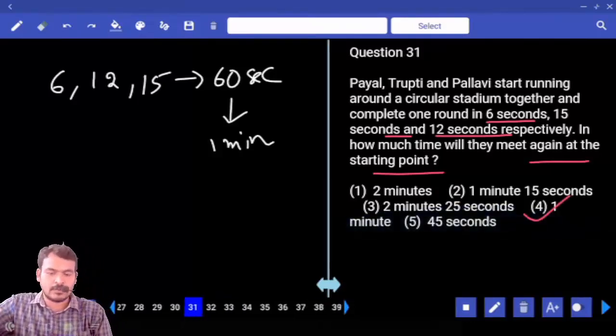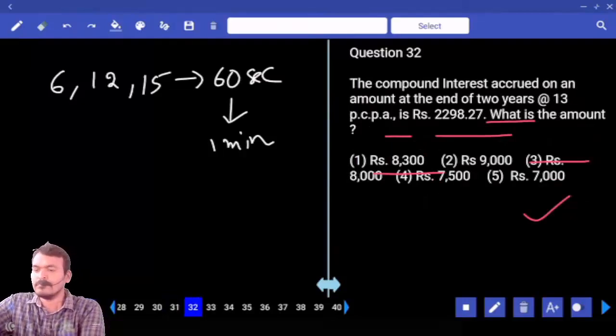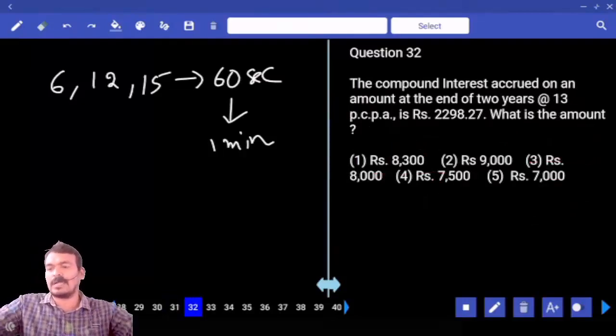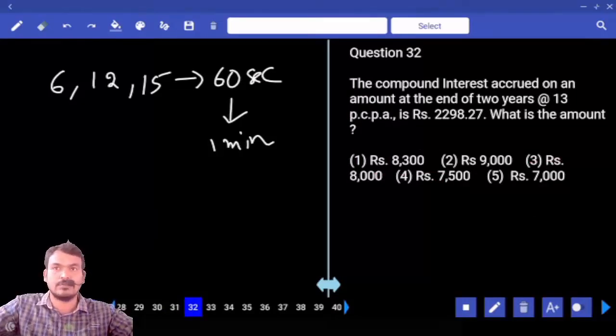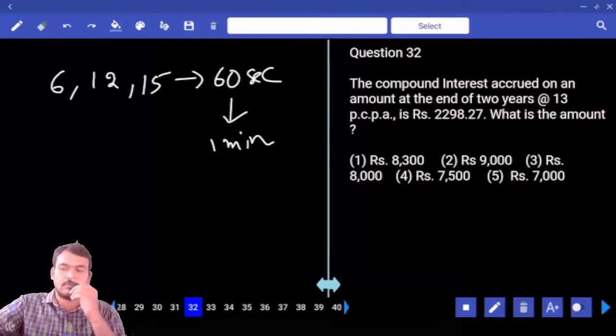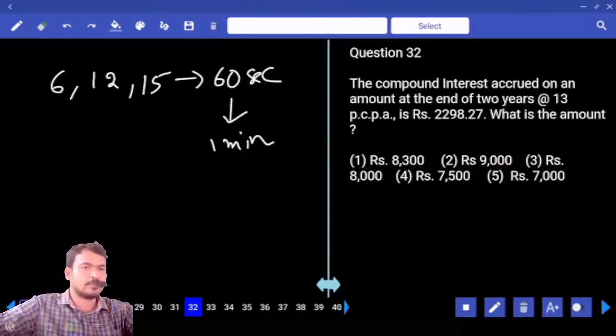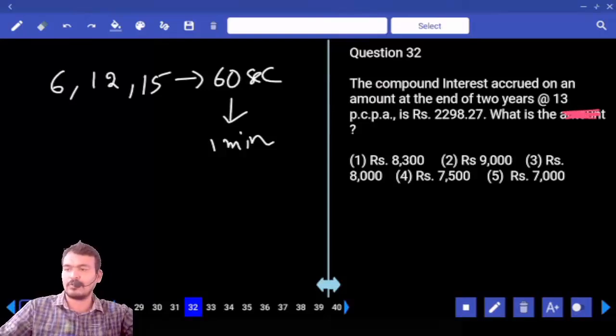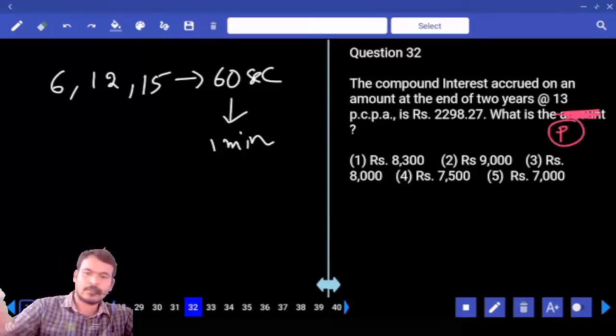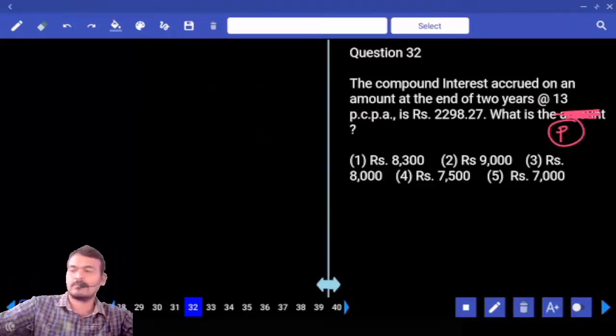Next, question number 32. The compound interest occurred, an amount at the end of 2 years at the rate of 13% per annum is 2298.27. What is the amount required? Amount value or interest value? Actually it is the principal only. We do not require the amount, the principal value is required. What is the principal value? Principal means how much percent?